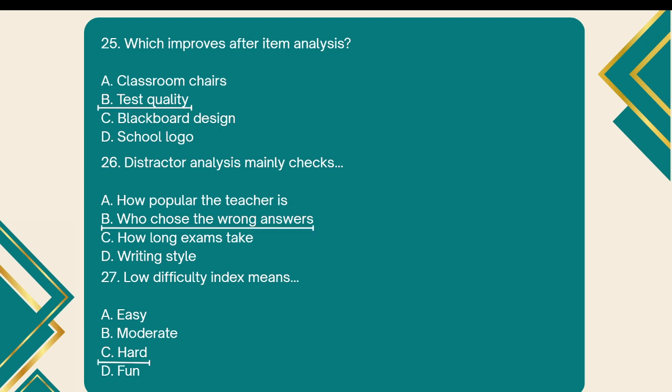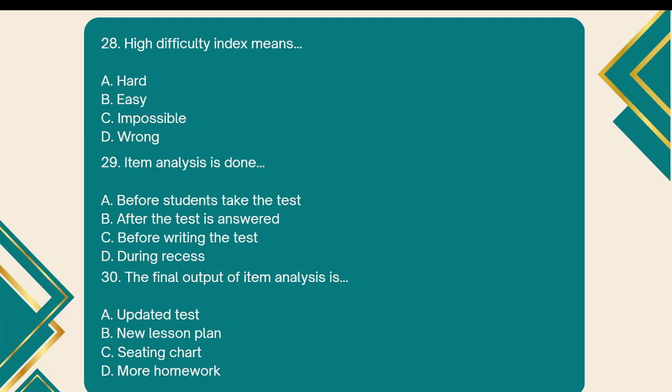So for our answers, what would our answers be? For 25, it would be test quality. Why did it become test quality? Well, simply because test quality improves, as it says, which improves after the analysis. For 26, we will have B. It examines wrong choice patterns. The distractor analysis mainly checks wrong choice patterns. And for 27, low difficulty index means a difficult item, just hard. The index means hard.